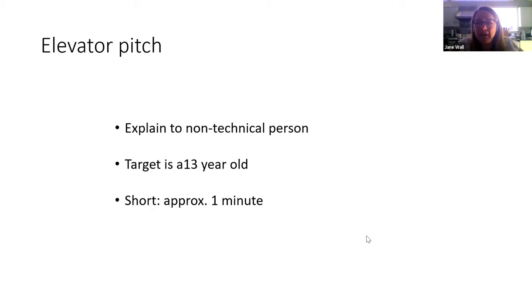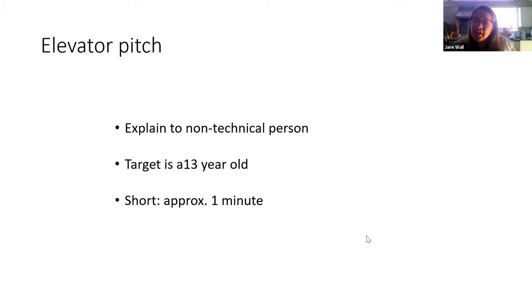Now, last but not least is the elevator pitch. So the elevator pitch is a 1 minute or less description of what you are doing that a 13-year-old could understand. A 13-year-old non-super genius, okay? So think about, how are you going to tell, say, your nephew who's 13 years old what you're working on in a minute or less?